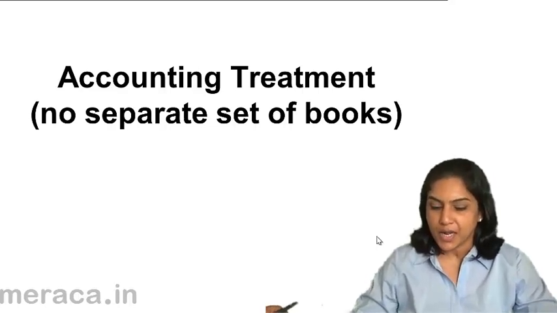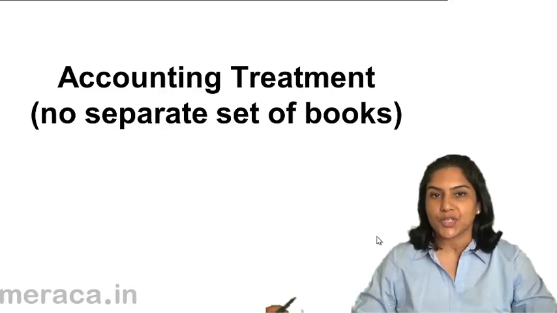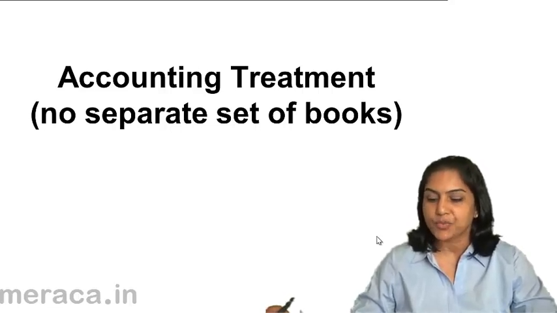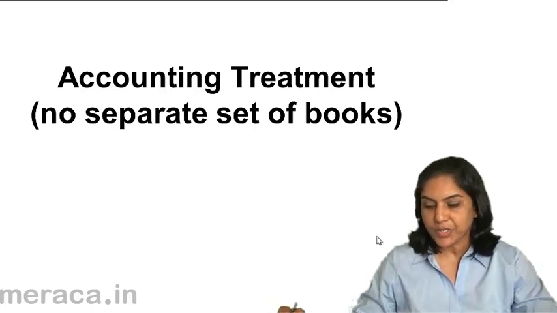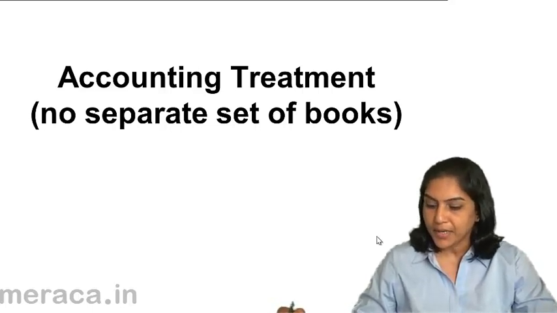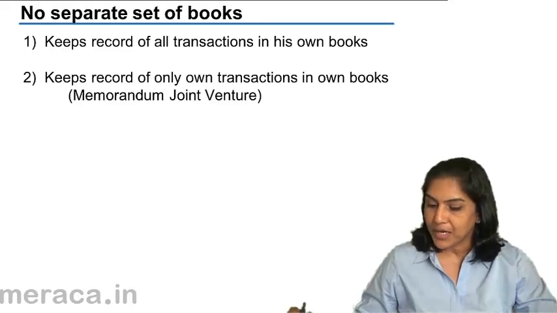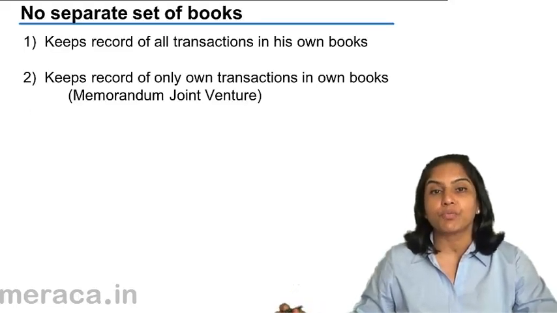Accounting treatment when no separate set of books is maintained. As we discussed before, if a separate set of books for joint venture is not maintained, each co-venturer will keep the accounts along with his own books of account.